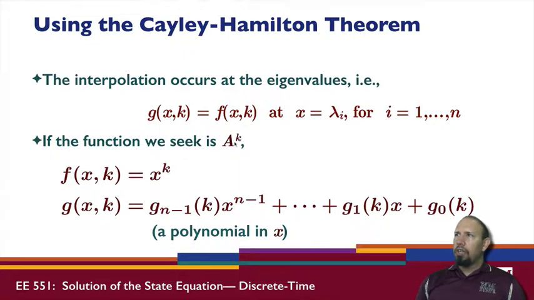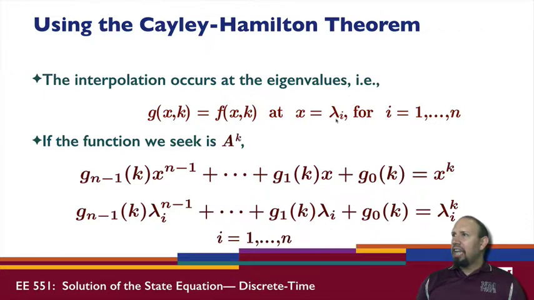I could have some other function like e to the a, in which case this would be e to the x. Okay, but in this discrete time case, we have x to the power k. So because we're looking at this function. All right. So these two functions need to be equal to each other at the eigenvalues, and so I set them equal to each other. That is, I set this equal to this, and then I plug in the eigenvalues, lambda 1 to lambda n.